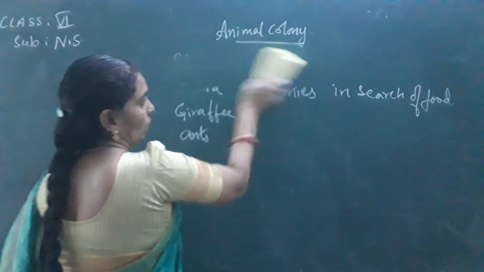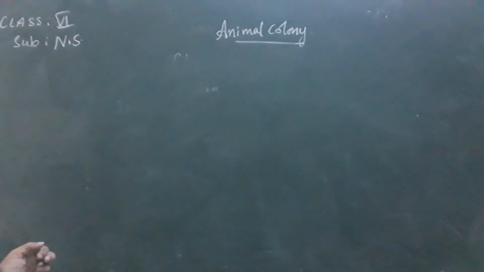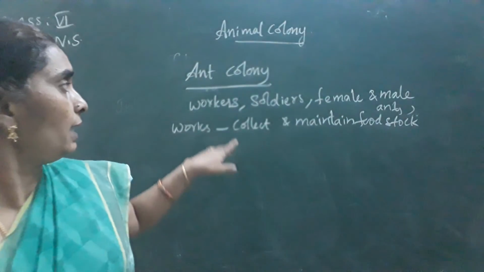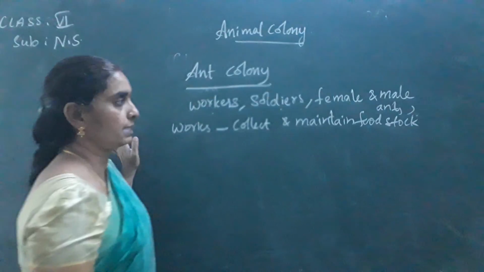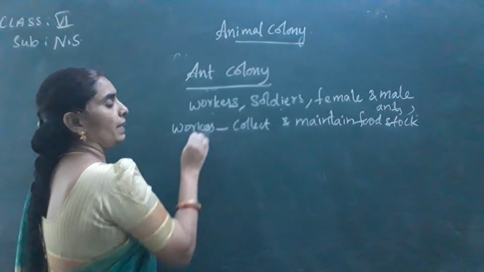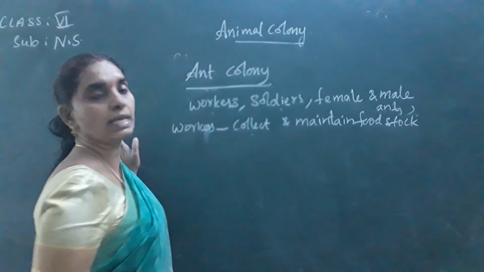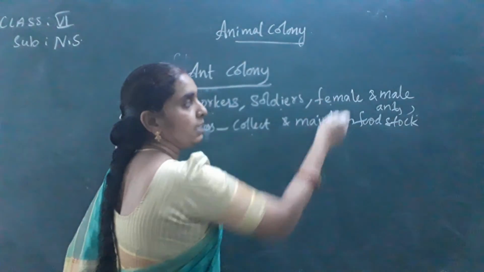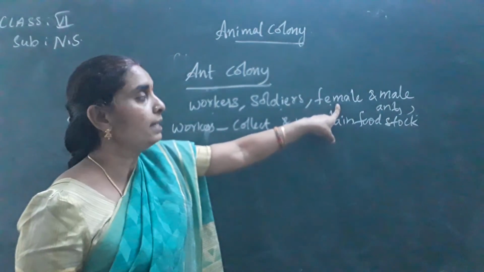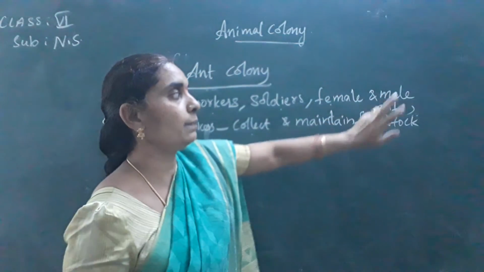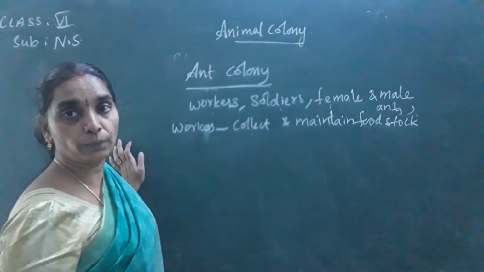So what is the ant colony? We will be seeing here. Ant colony, okay? Here the ant colony is divided into workers, soldiers, male and female ants. The workers mainly collect and maintain the food stock. The soldier ants protect them, and the female ants participate in mating with the male, and the female gives birth to the next generation, that is, they help in reproduction. They are female or queen ants, and the male ants are for mating purposes only.